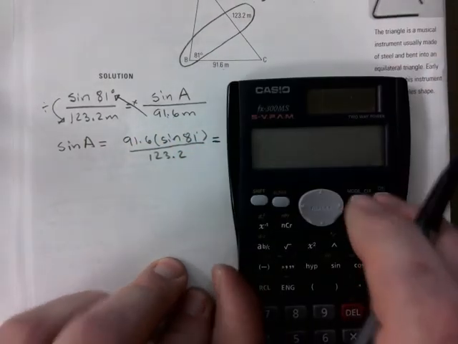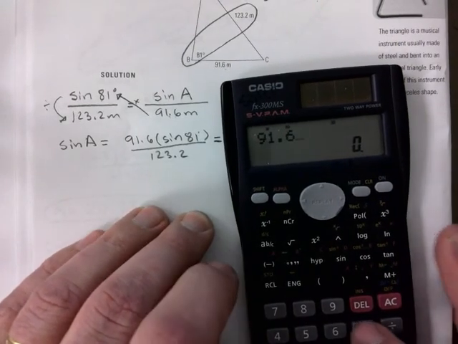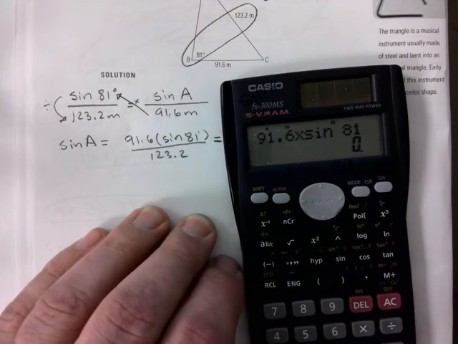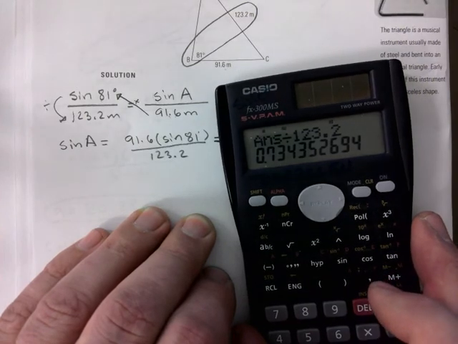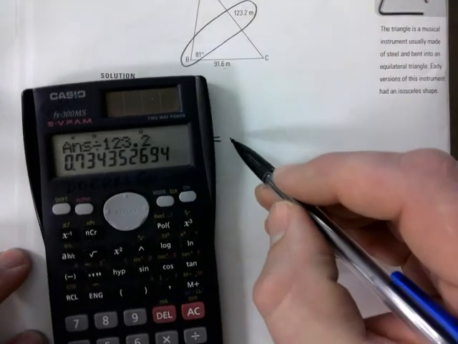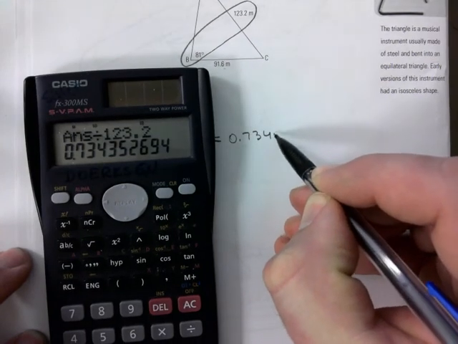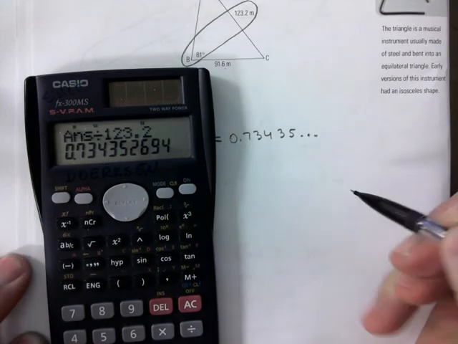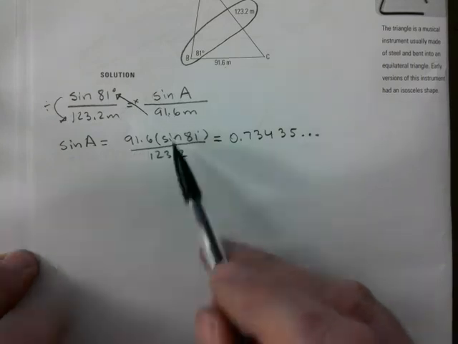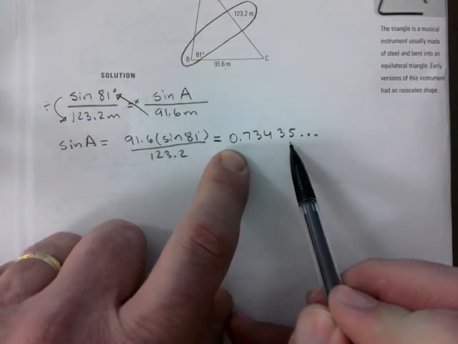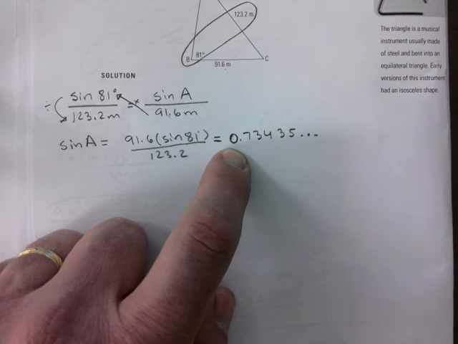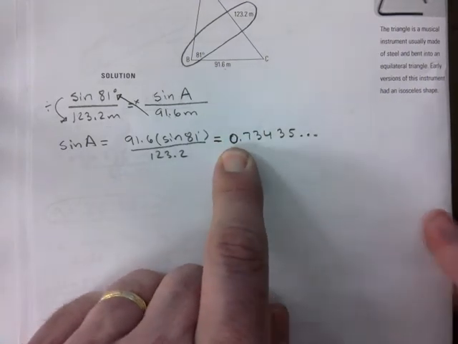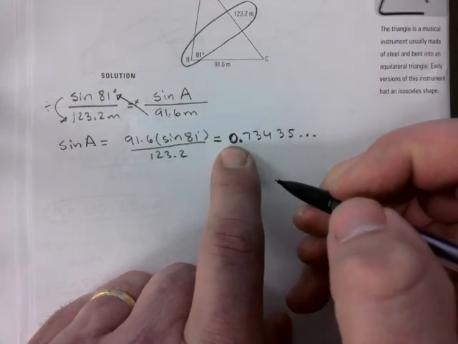So you take that and type it in. I would invite you to do the same. Times sine of 81. If your calculator has a bracket that opens, make sure you close it. I'm going to go equals, then divide by 123.2. And I'm going to use 5 decimals, if I could. So 0.73435, and that keeps going. So you just told me that this whole thing actually amounts to this. I will say this: if your number doesn't start with a 0, you made a mistake. It's going to give you an error. You're not going to be able to solve it. So this has to start with a 0. Must be 0 to start.